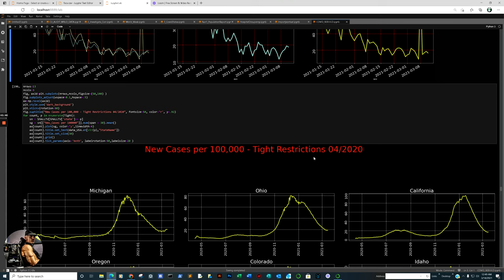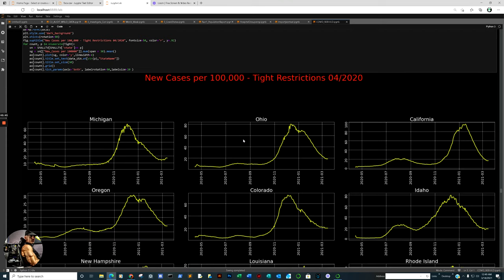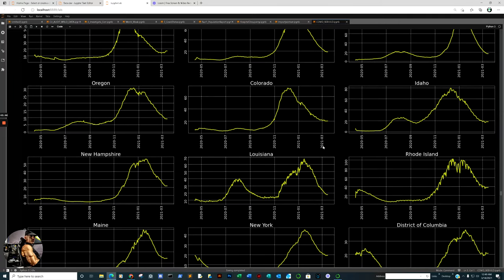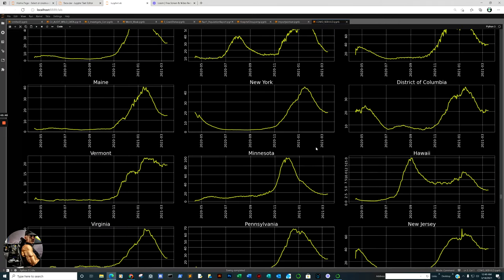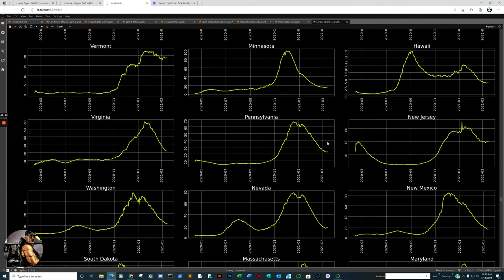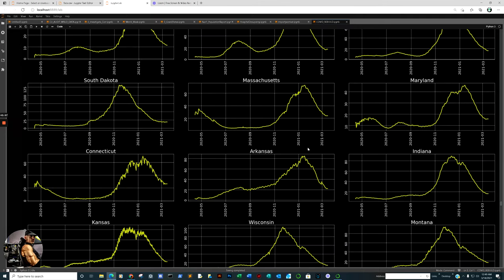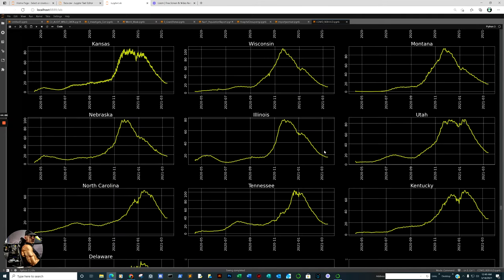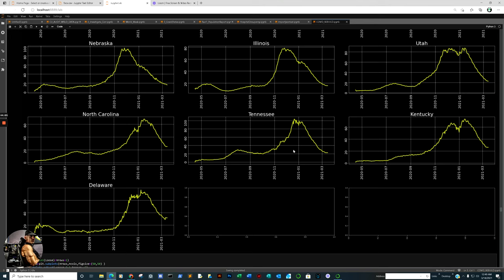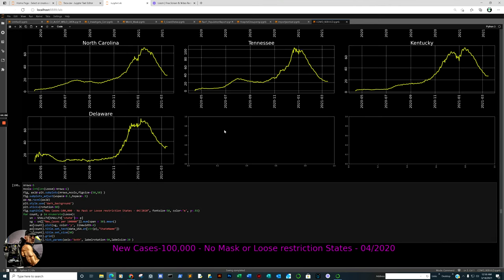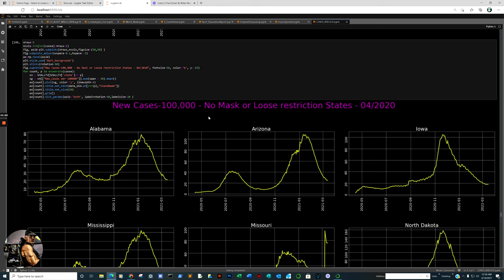New cases per 100,000 in tight restriction states. There's the data. I'm going to move slowly. As you can see, similar pattern. Isn't that the amazing part? The similar pattern in all states, in different geographies, population densities, and so on. Again, the correlation is just astonishing. It leaves you awestruck, because someone has to dig in and find out why. You want to find out why.